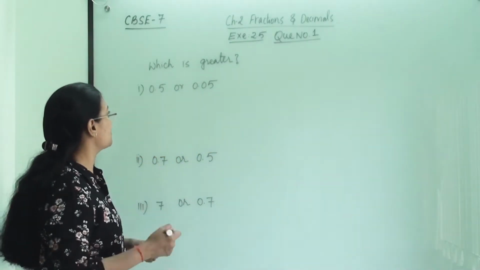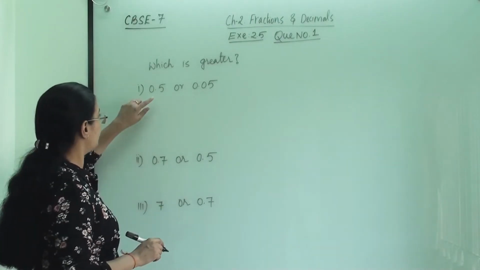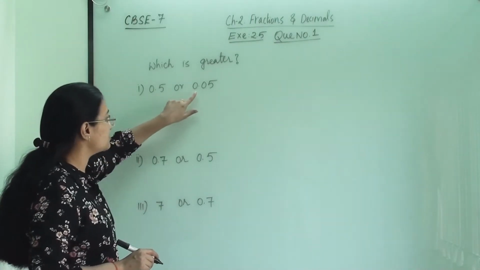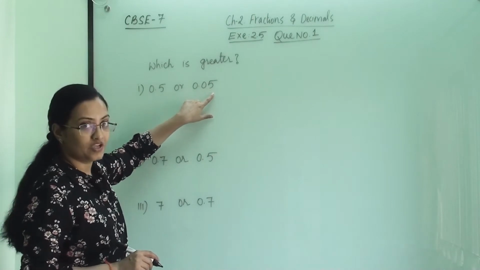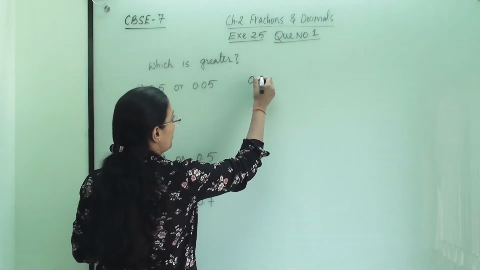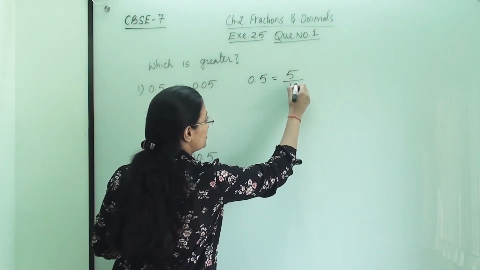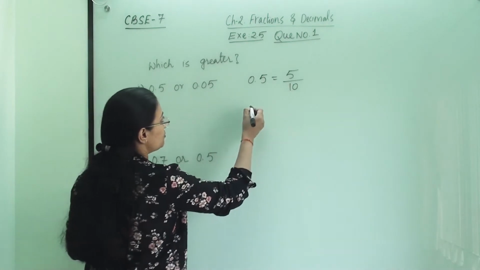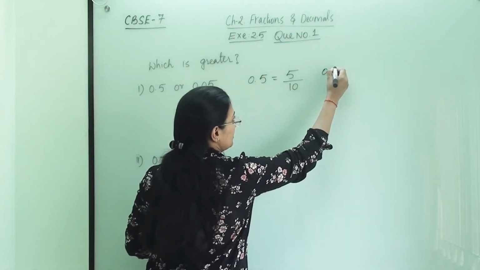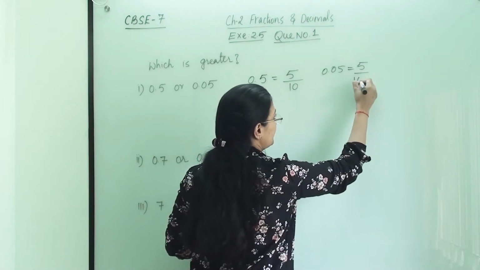So this is the first question. In it we have to find out which number is greater. The first is 0.5 or 0.05. Let us first convert them into fraction form. 0.5 in fraction form is 5 over denominator 10. Now 0.05 in fraction form is 5 over denominator 100.